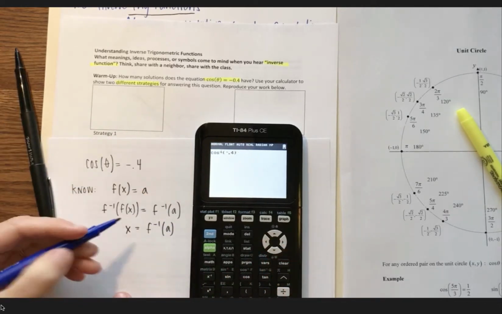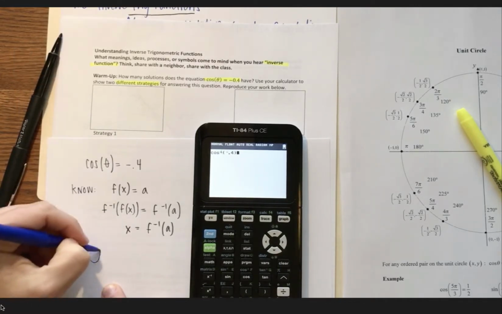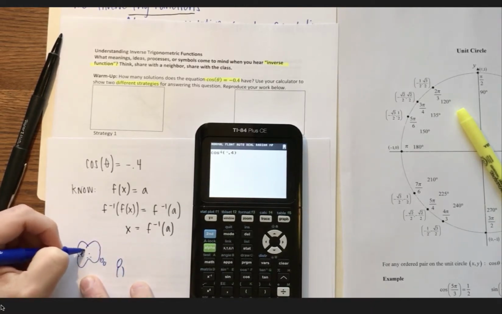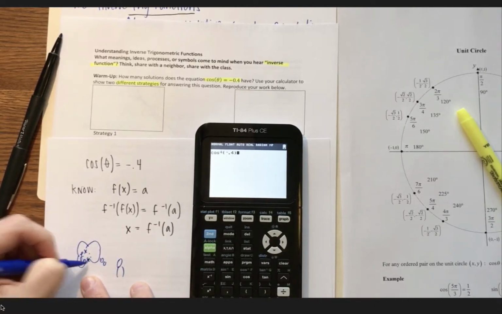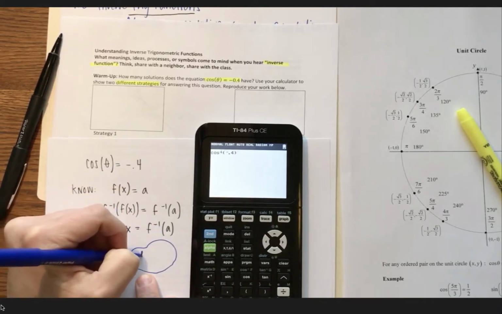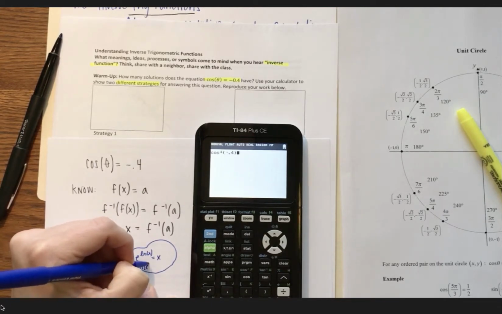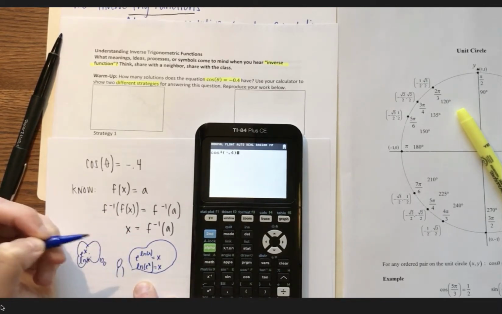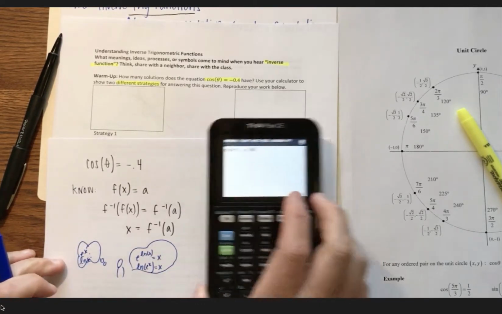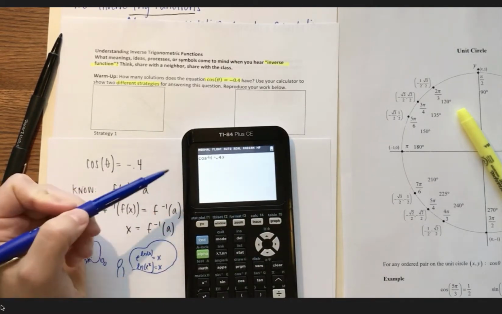You might think back to a relationship that we know. You might think back to when we studied e to the x and ln x. Remember that e to the ln x is x, and ln of e to the x is also x. Those functions were inverses of each other. So we're applying a similar kind of reasoning here. All right, cos inverse of negative 0.4.